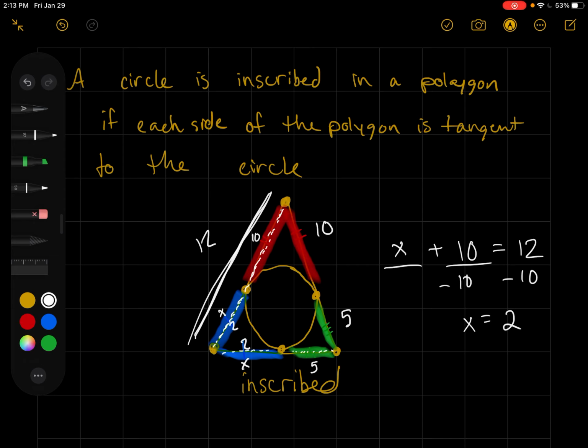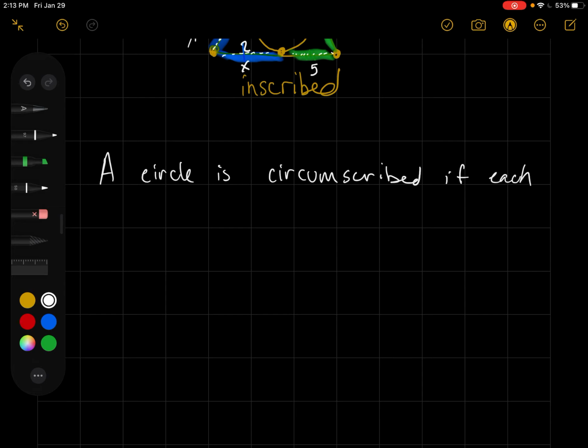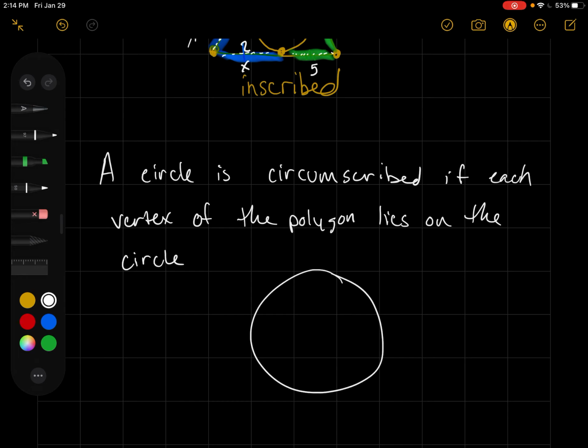A second example that's going to come up is something called circumscribed. So a circle is circumscribed if each vertex of the polygon or of the shape lies on the circle. So that would be something like this. You just have like a quadrilateral, 4 sides here, and it just happens to have its edges on the side of the circle.